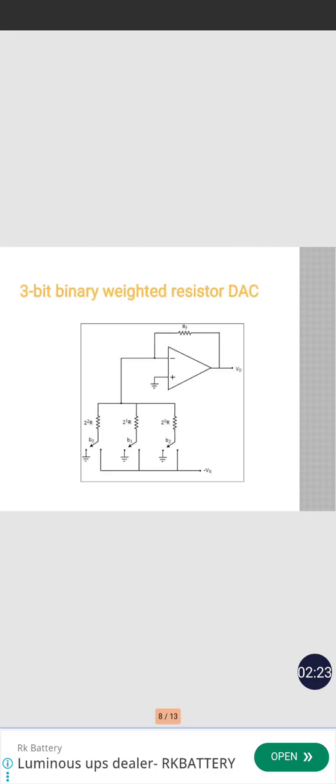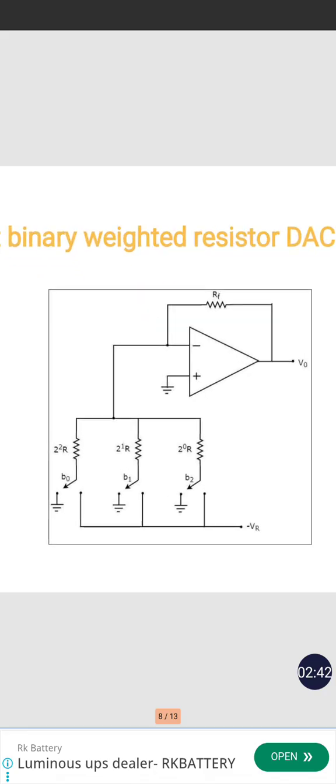This is the circuit diagram of the 3-bit binary weighted DAC. In this, the bits of a binary number can have only one of two values, that is either 0 or 1. We consider the 3-bit binary input: B2, B1 and B0. B2 is denoted as the most significant bit, and B0 represents the least significant bit, and the digital switches are connected to the ground whenever the corresponding inputs are equal to 0.